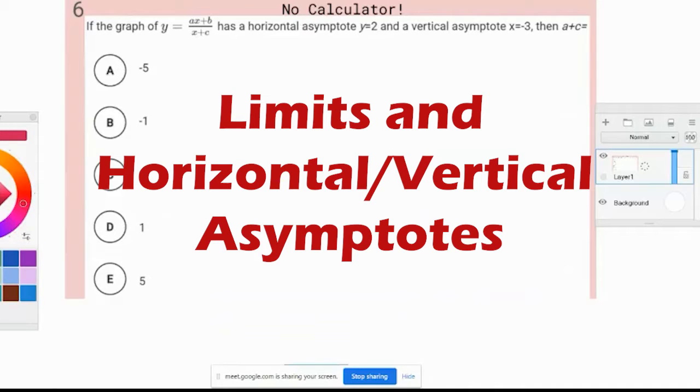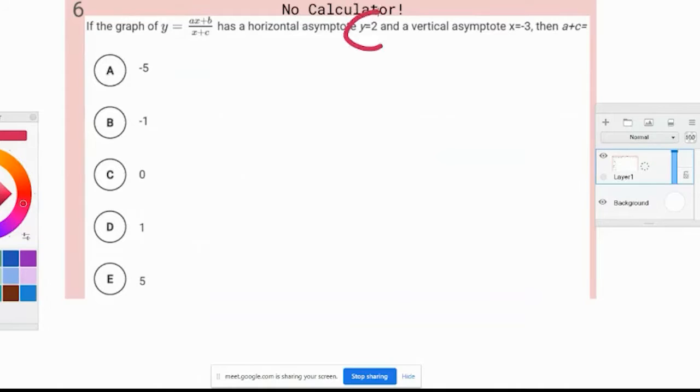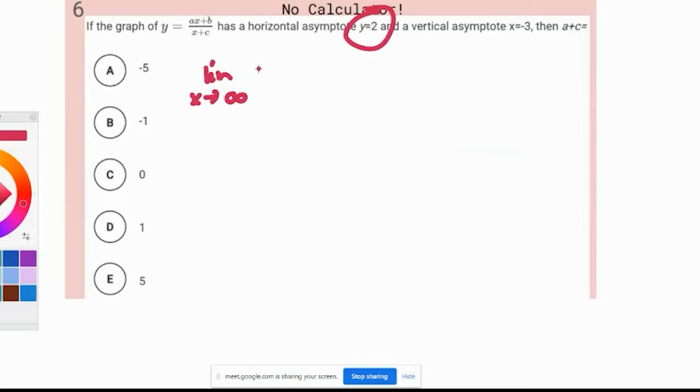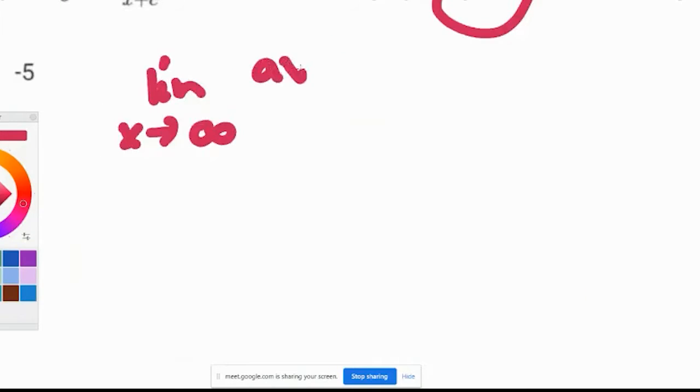All right, so first thing I'm going to do is, I love horizontal asymptotes because it's so easy to get the answer with the infinity. So that's what I'm going to do. I'm going to take the limit as x goes to infinity of, zoom in, (ax + b)/(x + c).